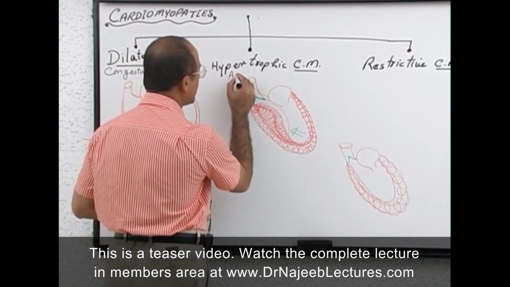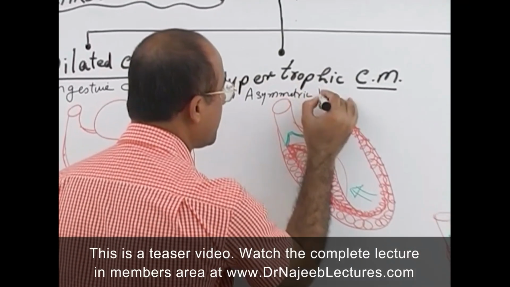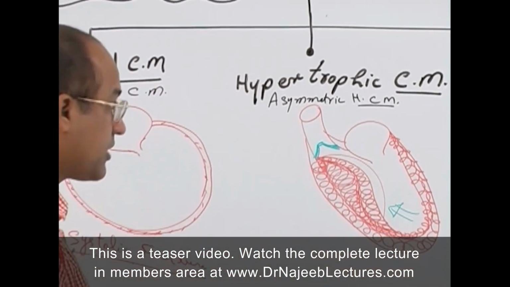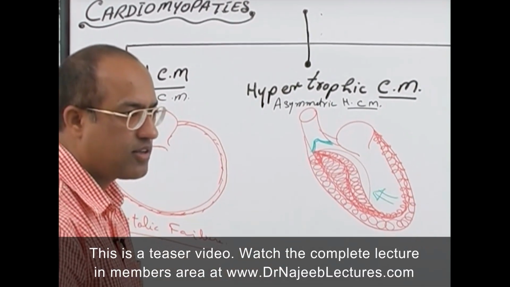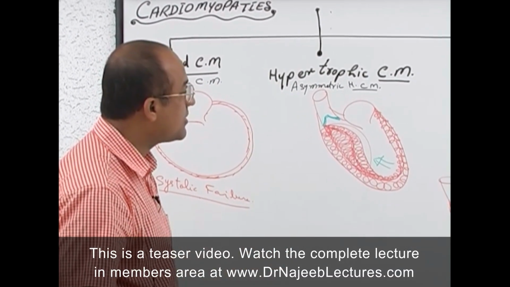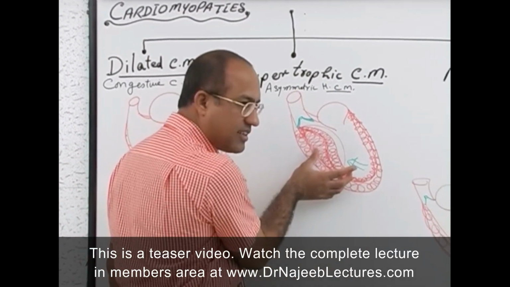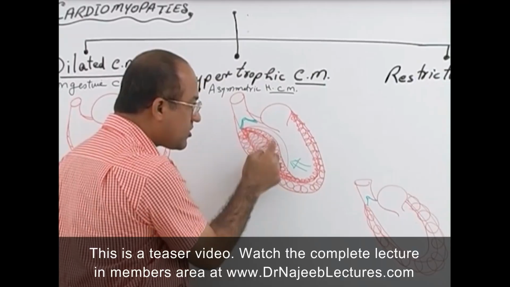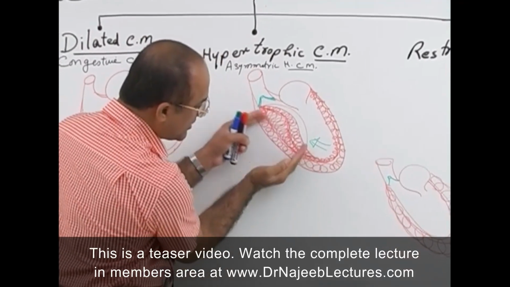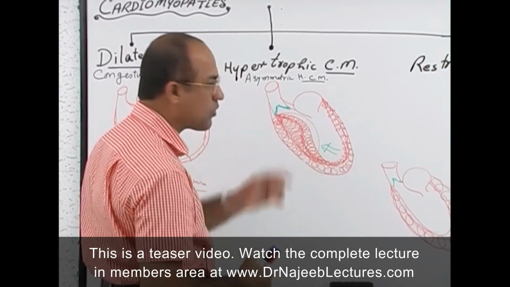We call it asymmetric hypertrophic cardiomyopathy. This point is very important because the septum is too much hypertrophied as compared to the remaining myocardium, and during contraction, when the septum shrinks, this obstruction becomes more pronounced, because when it shrinks in this way, it will bulge as a big obstruction to the outflow.